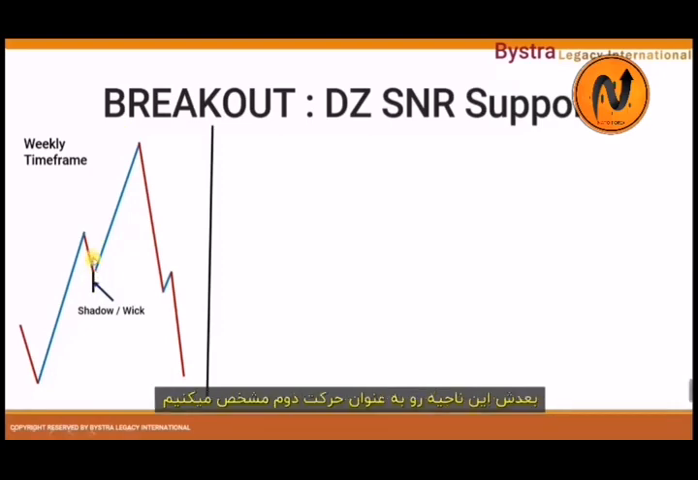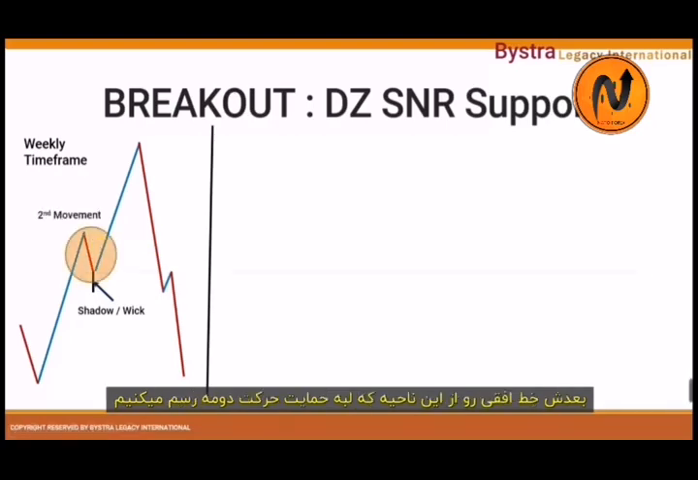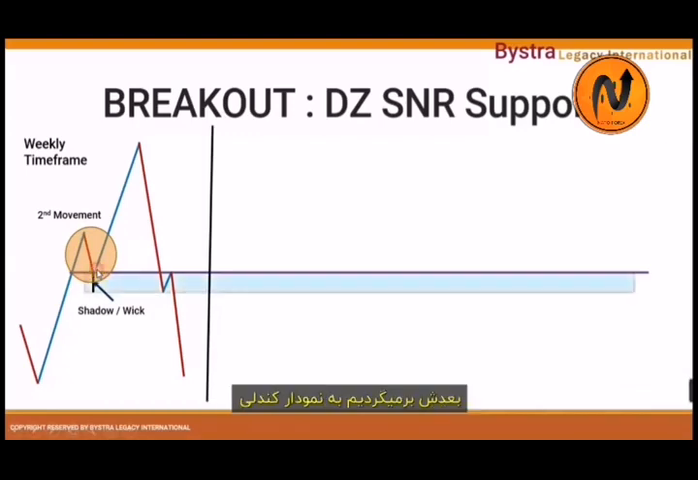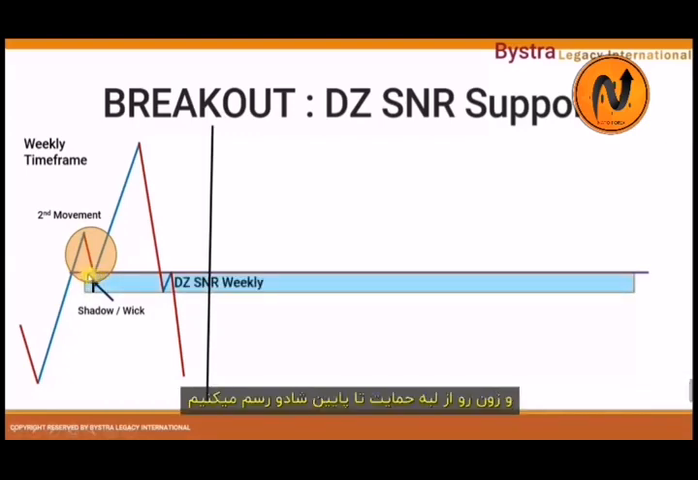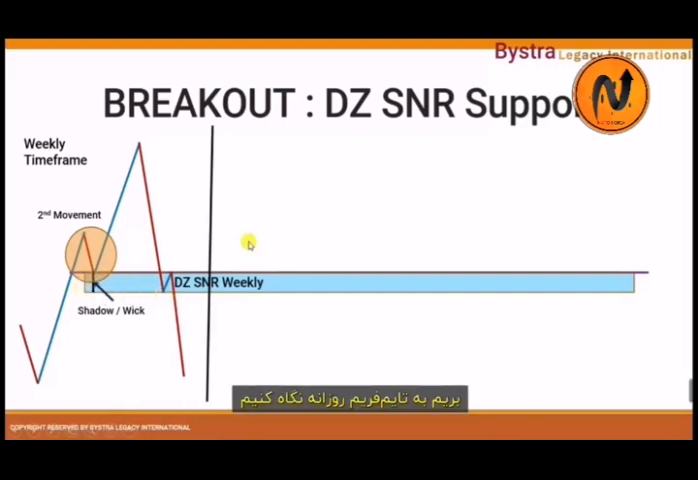Next, we mark this area as our second movement. Then we draw the horizontal line in this area, which is the edge of the support of the second movement. Then we change back to the candlestick chart and mark the zone from the edge of the support all the way down to the shadow. Let's look at the daily time frame.